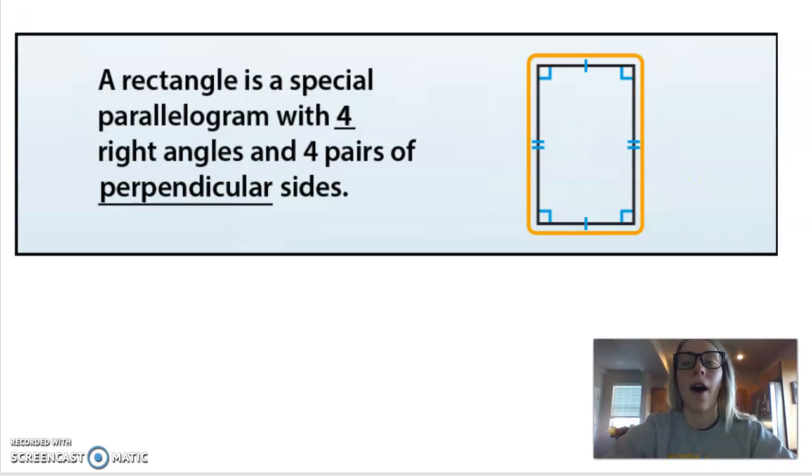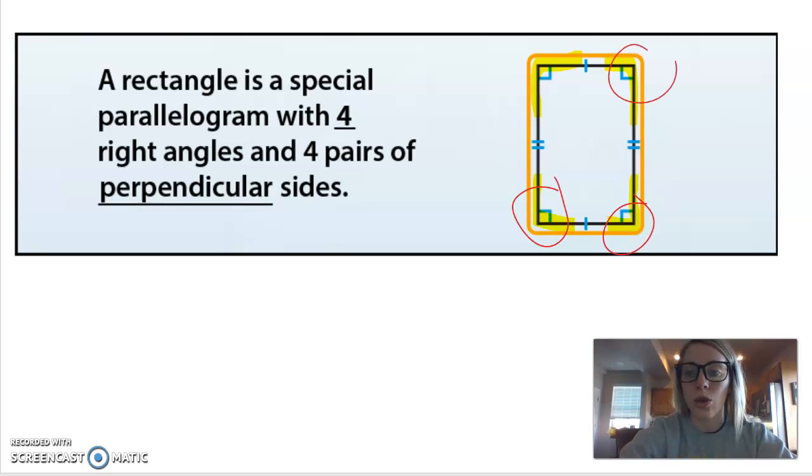The third type of parallelogram that we're going to be learning about is a rectangle. A rectangle is a special parallelogram with 4 right angles and 4 pairs of perpendicular sides. So what that means, it has 1 perpendicular side, 2 perpendicular sides, 3 perpendicular, and 4 perpendicular. And it also has 4 right angles, 1, 2, 3, 4, which we can see with the squares in the corners, as you can see where I just circled.